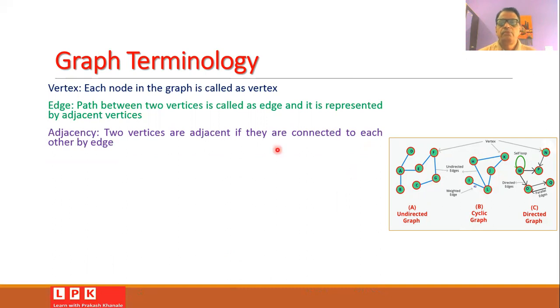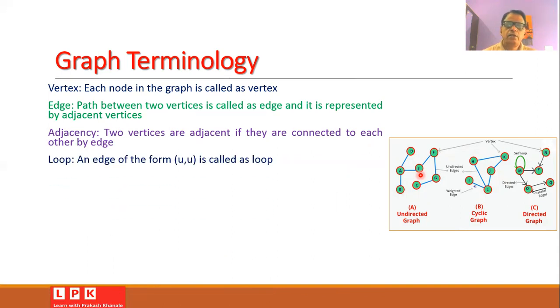Adjacency is another term that is frequently used in graphs. Two vertices are adjacent to each other when they are connected to each other by an edge. So one can say that A and B are adjacent, A and D are adjacent, A and E are also adjacent.